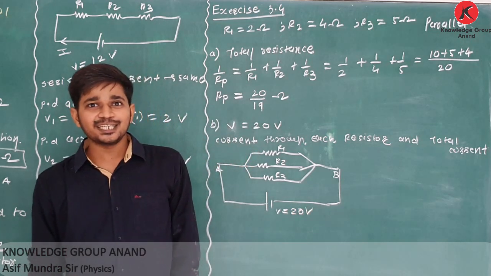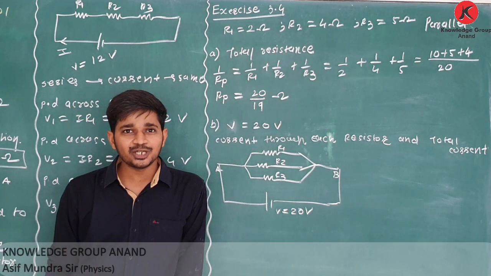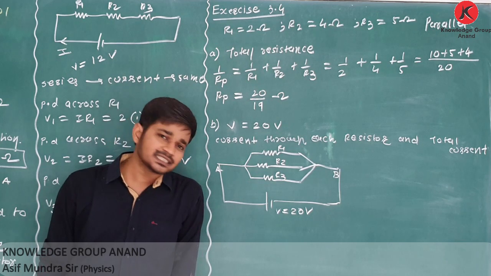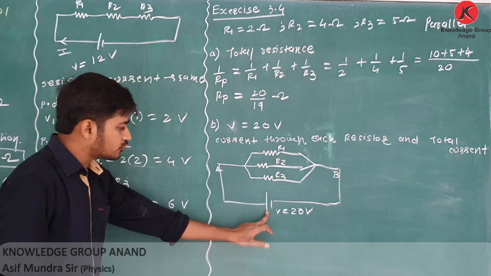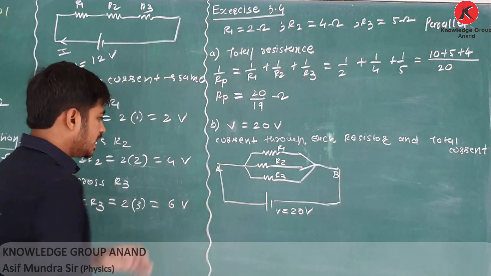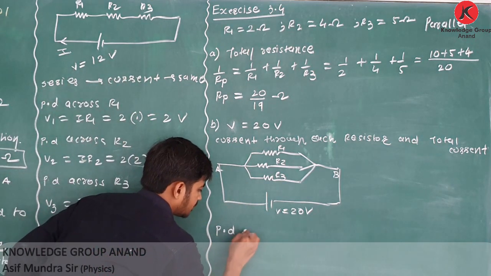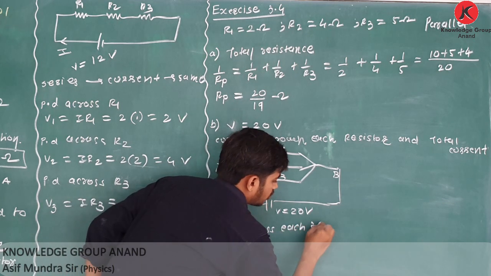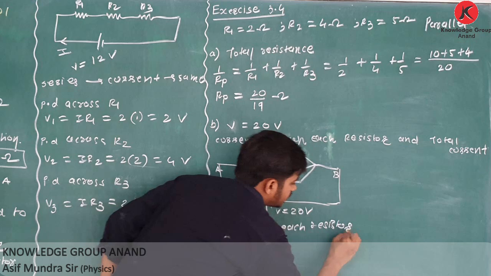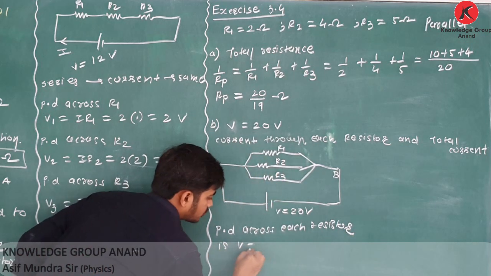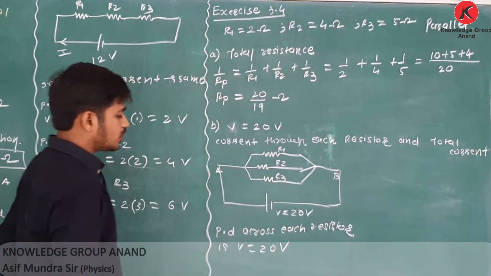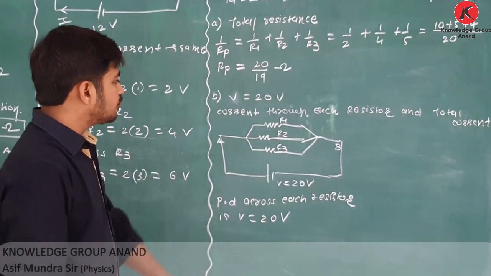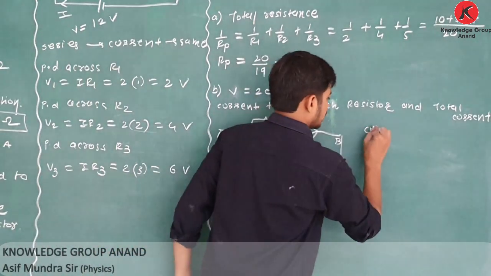In parallel connection we know that the potential difference across each and every resistor is the same and is equal to the potential difference or voltage of the battery. So here the potential difference across each resistor is V equal to 20 volt. Clear about this? So now, how to find the current flowing through the first resistor?